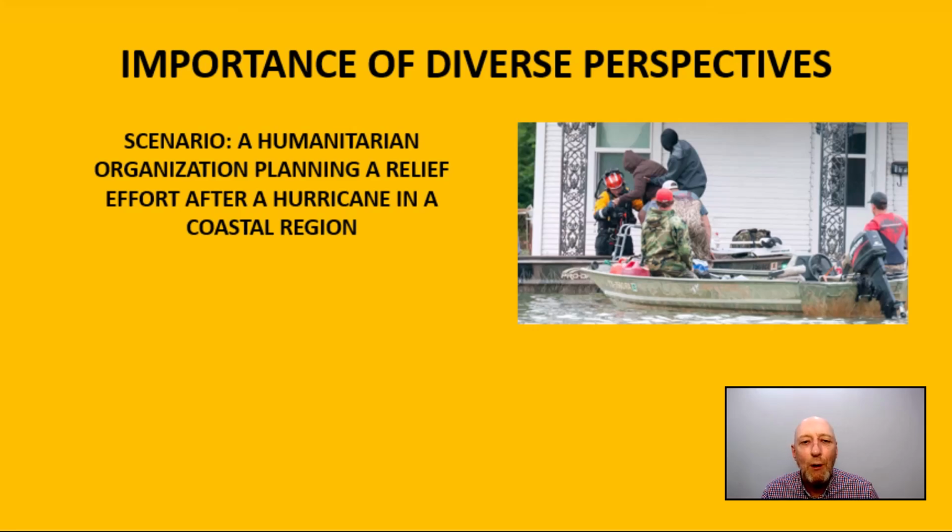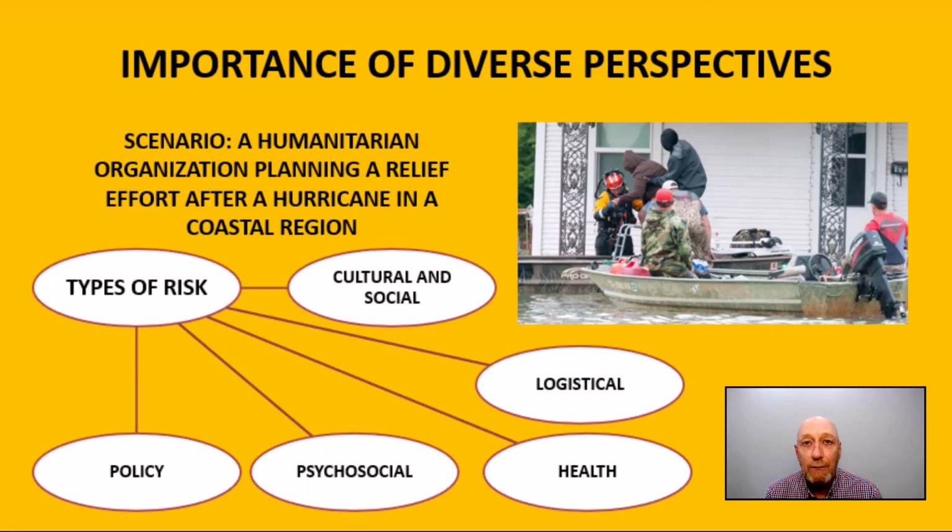For example, suppose there's a humanitarian organization planning a relief effort after a hurricane in a coastal region. Involving a diverse group of stakeholders could include local community members, aid workers, government officials, healthcare professionals, and cultural experts. Including these diverse perspectives can reveal various types of risk, for example, cultural and social risks, logistical risks, health risks, psychosocial risk, and policy risk.